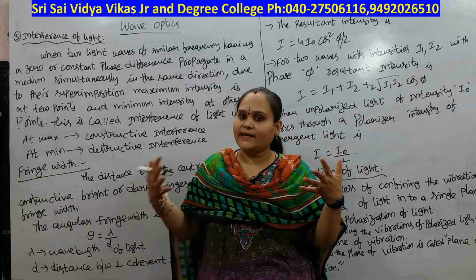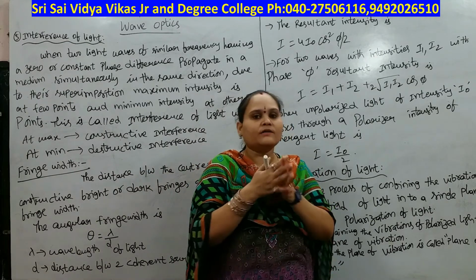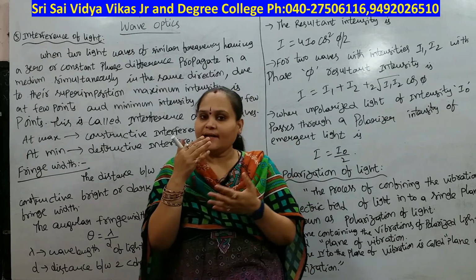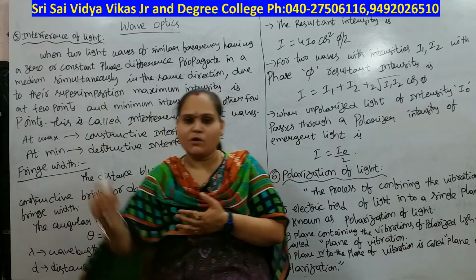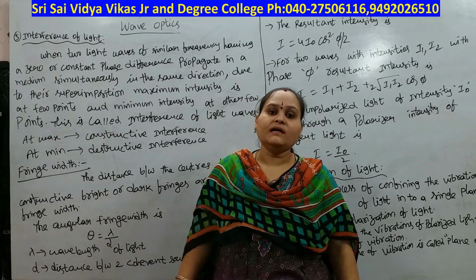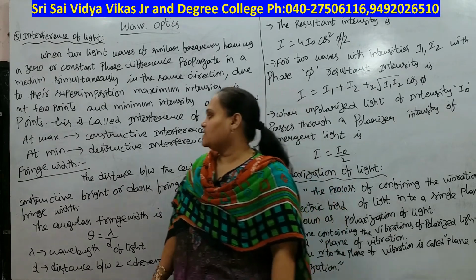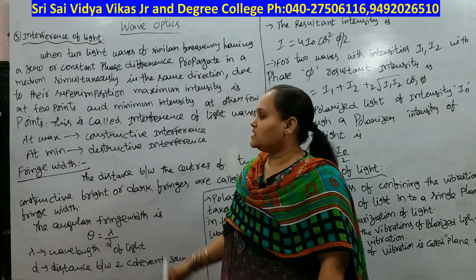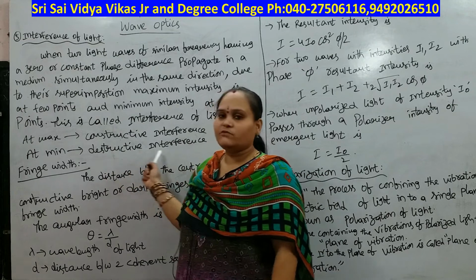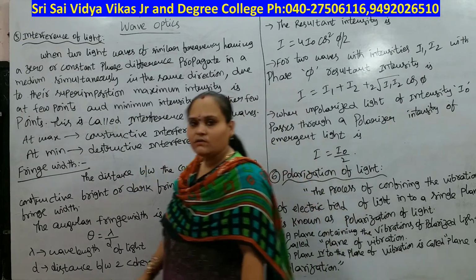That means when two light waves are traveling in a medium, they are superimposed on each other. Due to this superimposition, the light intensity will be maximum at some points and minimum at some points. That type of phenomenon is nothing but interference of light. So, at maximum intensity we observe constructive interference, and at minimum intensity we observe destructive interference.